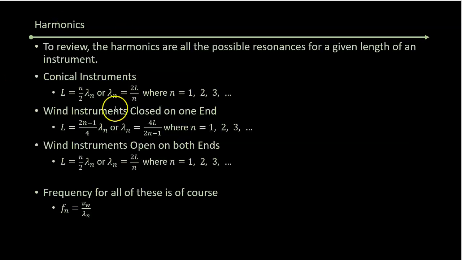All right, so how are conical instruments different from these two? Well, conical instruments are actually closed on one end, but the cone shape makes them act like they're half wave instruments, which are open on both ends, rather than quarter wave instruments, which are closed on one end, right? And so conical instruments go as half wavelengths rather than a quarter wavelength. And then open on both ends, of course, is a half wavelength. And frequency, of course, is still wave velocity divided by wavelength.